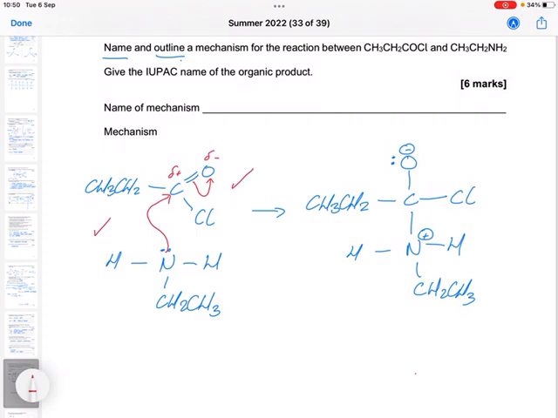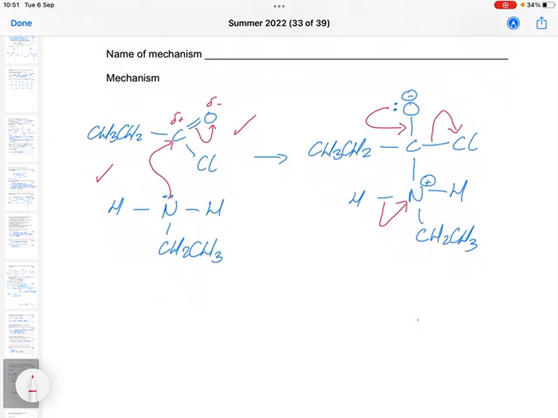So from here, there's one there reforming the carbonyl. We know that the carbon-chlorine bond is going to come off. And then in order to remove that positive charge there, we get that. So let me do my final product down here. So CH3, CH2, CO, that's reformed. The chlorine has come off. So I've got NH and then CH2, CH3.